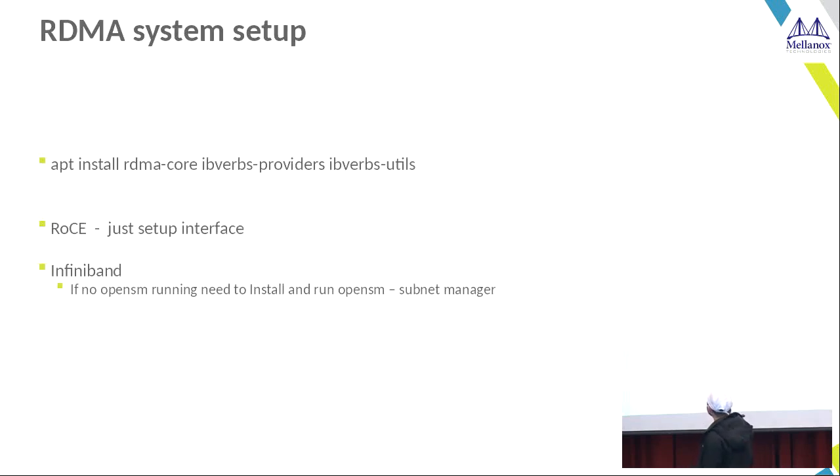To set up RDMA on a machine running Debian, you just need to install rdma-core, the ibverbs providers, and the ibverbs utils. If you are running RoCE, no configuration is needed; just set an IP on the interface, and you can get RoCE v2 and RoCE v1 working. If you are running InfiniBand and there is no OpenSM running on the subnet, either in the switch or in one of the hosts connected to the fabric, you need to install the OpenSM package and run OpenSM.